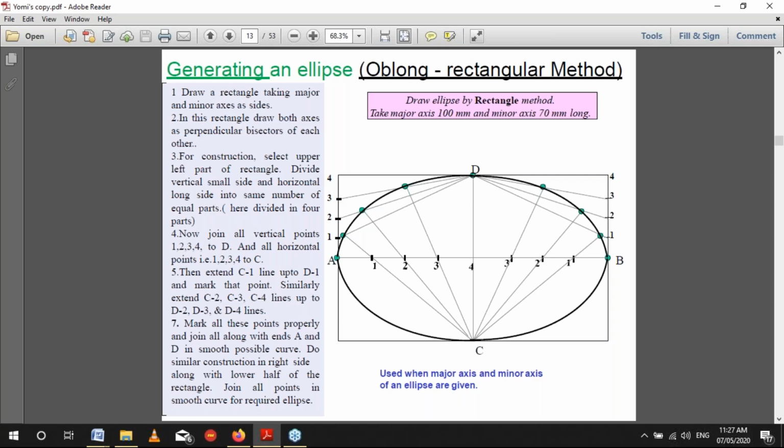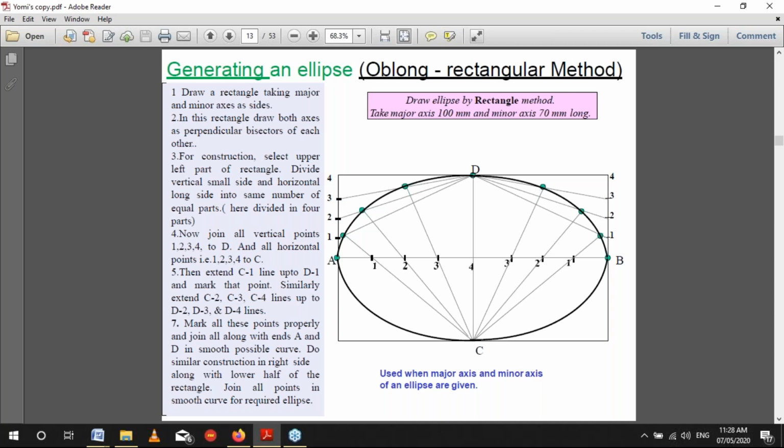Then step 5, extend the C1 line up to the D1 line. You use a straight line, extend C1 to D1, then C2, the same thing, and you get everything done the same way. Mark all these points properly and join all along with ends A and D in a smooth possible curve. After you join them, you use a curve to put all the lines together.